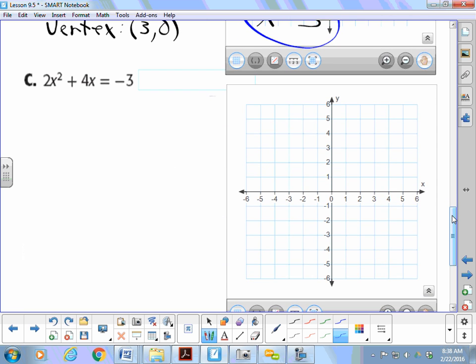So we've got 2x squared plus 4x equals negative 3. I'm struggling, Gary. So what's the first thing we need to do? We need to add 3, because we want it to be equal to 0. So we get 2x squared plus 4x plus 3 equals 0.